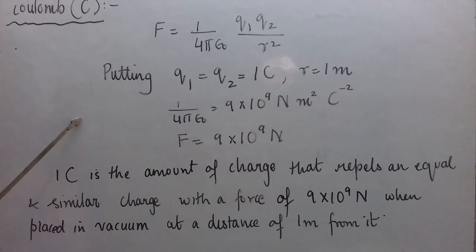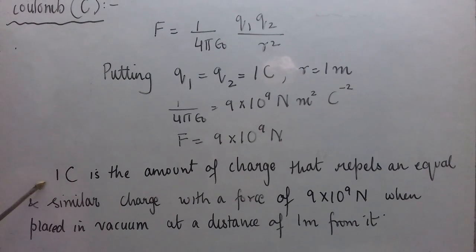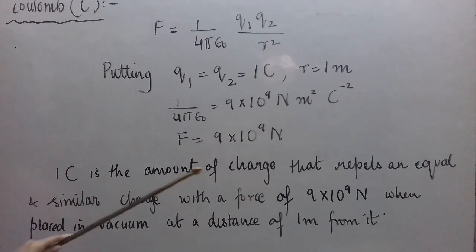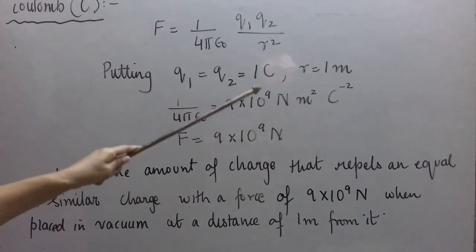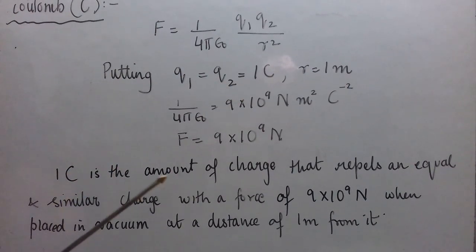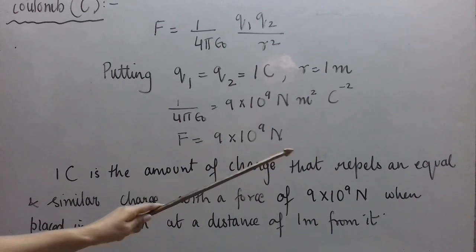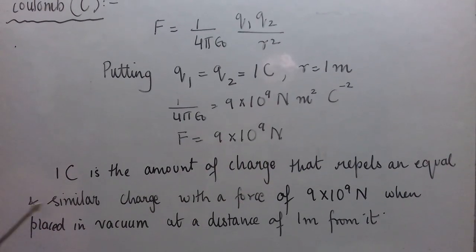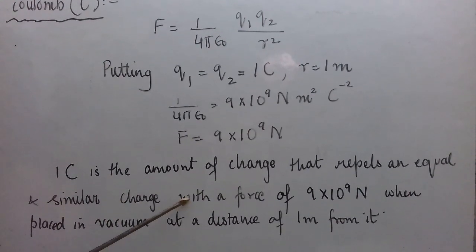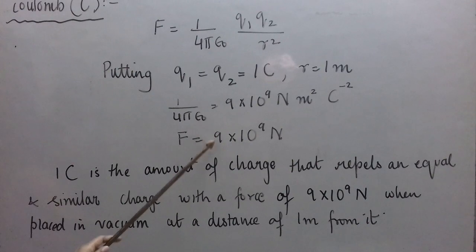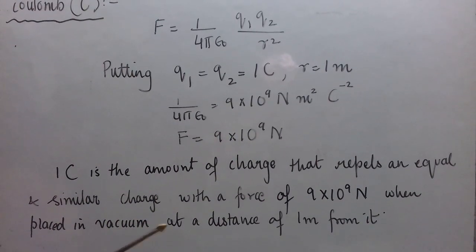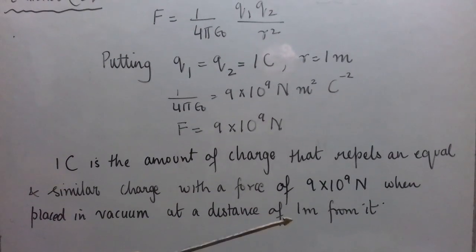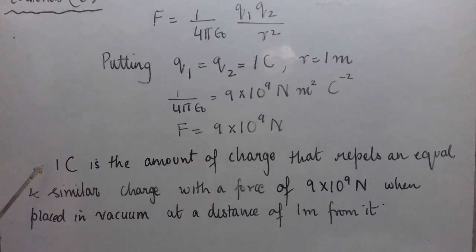So from this we can define coulomb. 1 coulomb is the amount of charge, because we have taken here both the charges each equal to 1 coulomb. 1 coulomb is the amount of charge that repels an equal and similar charge. It means 1 coulomb charge only, with a force of 9 into 10 raised to 9 Newton when placed in vacuum at a distance of 1 meter from it. I hope you have understood.